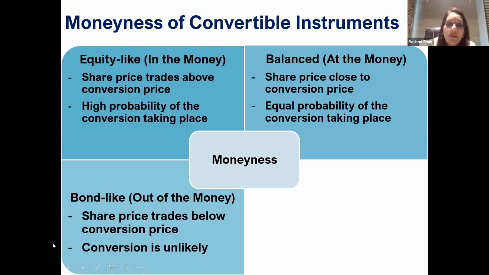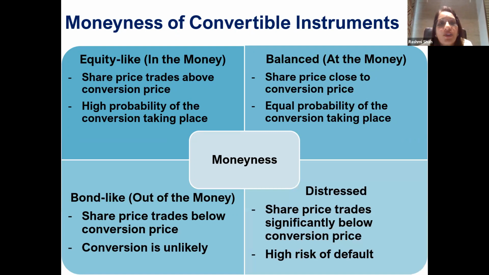The third is more influence towards getting redeemed. So it's a bond-like or out-of-the-money scenario. The convertible is said to be out of the money when the share price is below the conversion price and the conversion looks a little unlikely. So it may not happen.